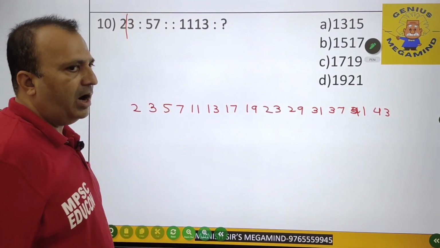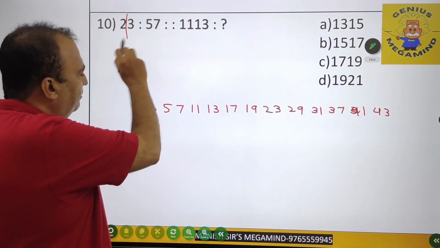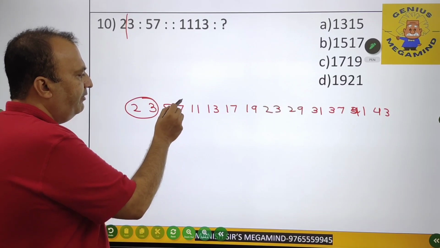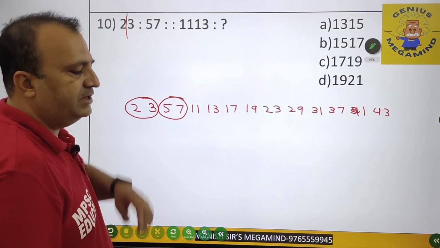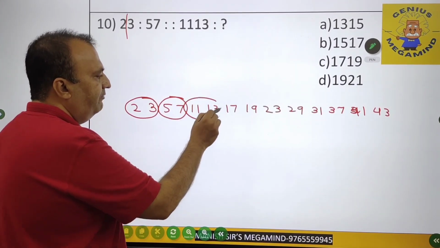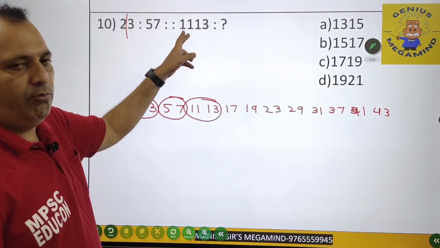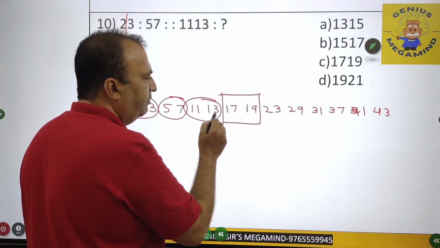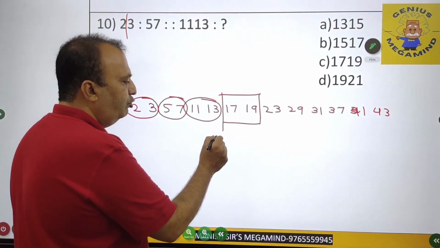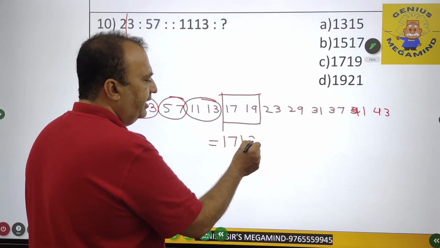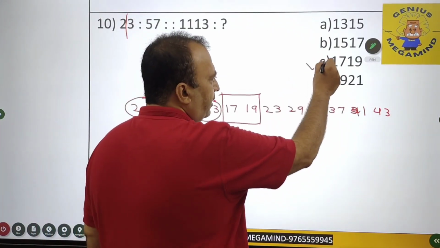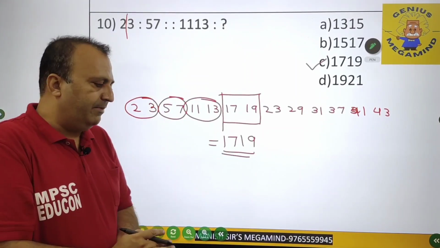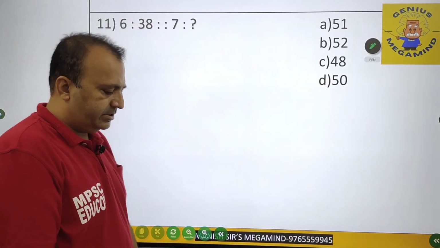I'll just create a partition between 2 and 3. So that makes 23. So I am combining the first two prime numbers to get 23. Then if I combine the next two prime numbers 5 and 7, I will get 57. Then 11 and 13 if I combine, I get 1113. So the next step is the combination of the next two prime numbers 17 and 19, which is going to give me 1719, which is option C over here. So again, this was also a question based on prime numbers. And let us go for today's last question.